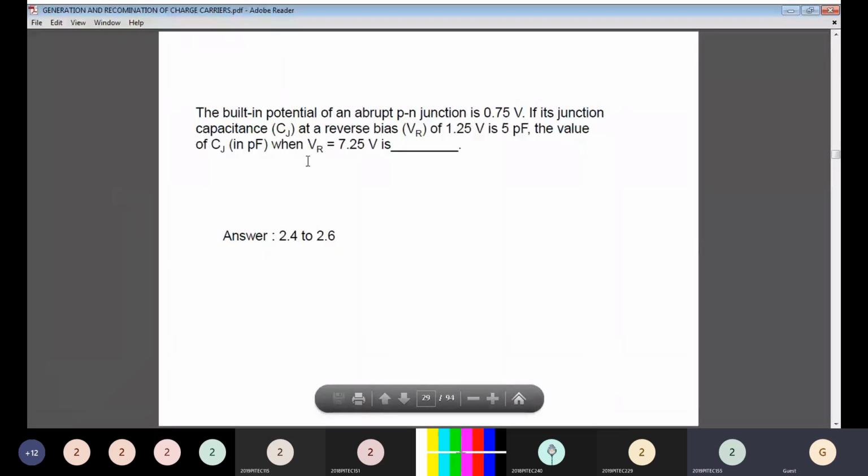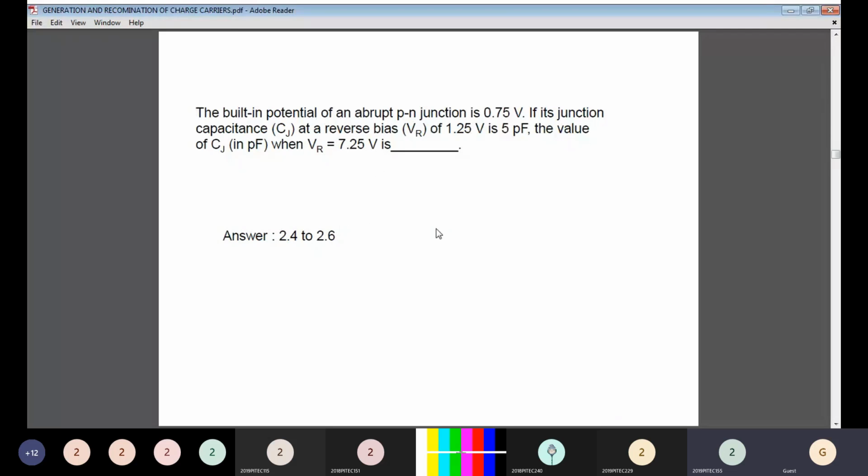Next question. The built-in potential for an abrupt PN junction is 0.75 volt. If the junction capacitance at a reverse bias of 1.25 volt is 5 picofarad, what is the value of junction capacitance when VR equal to 7.25 volts? The answer is 2.4 to 2.6.